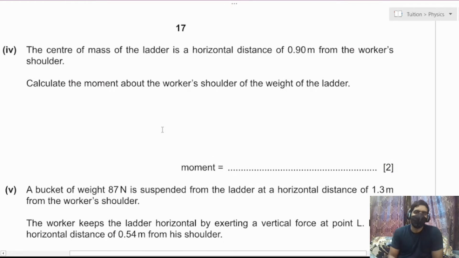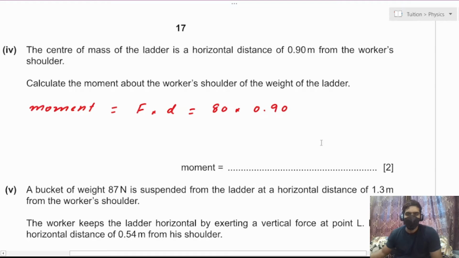And we need to find the moment, right? So it should be straightforward. Moment equals force times perpendicular distance. So the force, the weight of the ladder, was 80, which we calculated in the previous part, times 0.90. Then you hit it on the calculator. Should be something slightly less than 80. Yeah, so we get 72. So we write 72 with the unit of Newton meter.